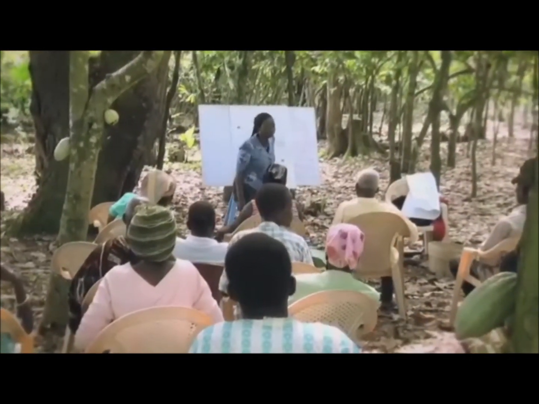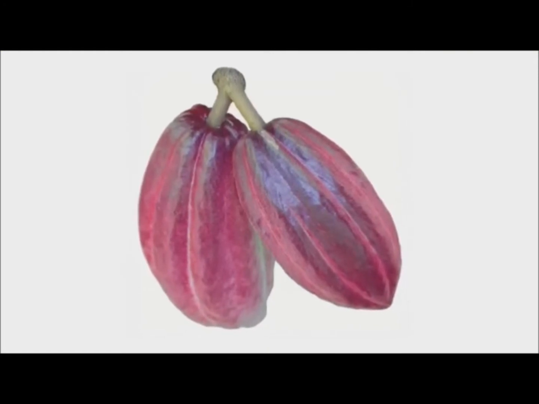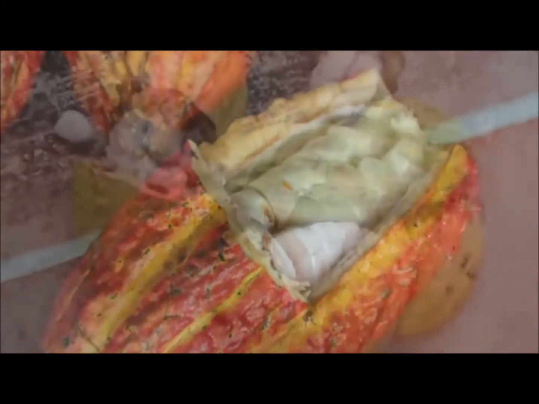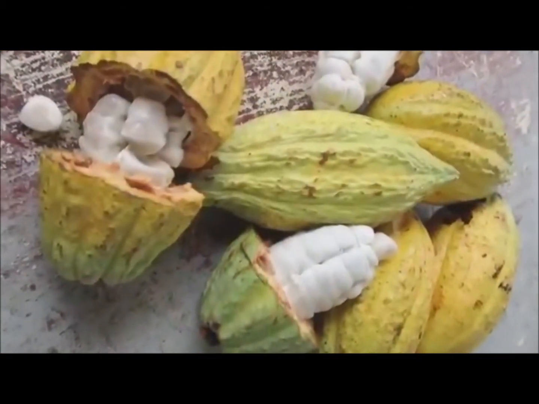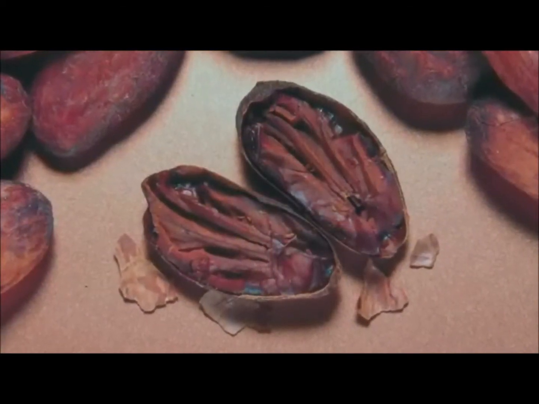a well-trained farmer. The fruit of the cacao tree is a football-shaped pod that comes in a variety of colors. Inside each pod is a sweet, white, fruity pulp that covers 50 to 60 seeds. It is from these seeds that chocolate is made.